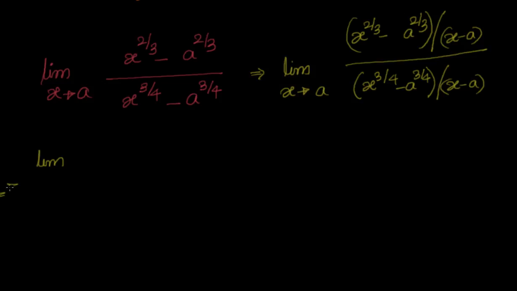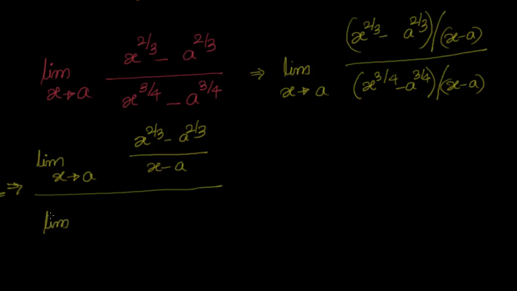I can say limit x tends to a, this is nothing but equal to x to the power of 2 by 3 minus a to the power of 2 by 3 by x minus a divided by limit x tends to a, x to the power of 3 by 4 minus a to the power of 3 by 4 divided by x minus a. So this is nothing but equal to, now what is the value of n here? n is nothing but equal to 2 by 3. Here n equal to 3 by 4.